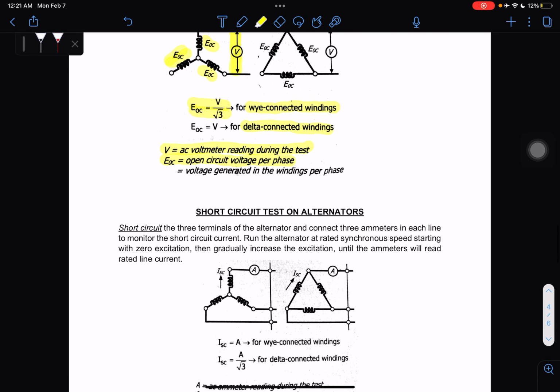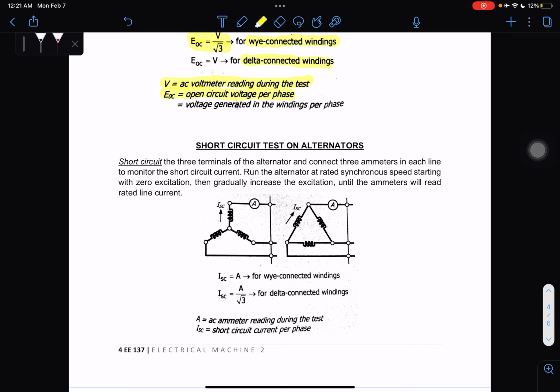Next is the short circuit test on alternators. Short circuit the 3 terminals of the alternator and connect 3 ammeters in each line to monitor the short circuit current. Run the alternator at rated synchronous speed starting with 0 excitation. Then gradually increase the excitation until the ammeters read rated line current. This applies to Y connected or delta connected windings.